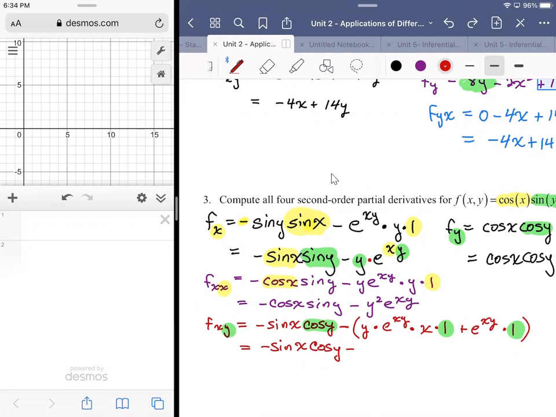So what we did was we took the first function. This is my first function, and this is my second function. So here's the first times the derivative of the second. That's all of this stuff. Plus the second function times the derivative of the first.